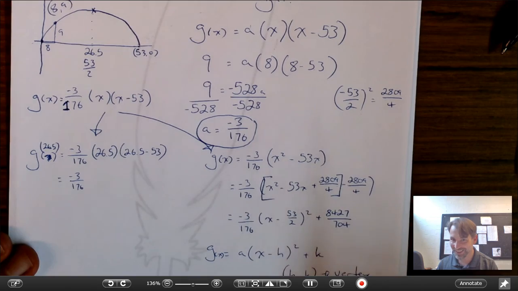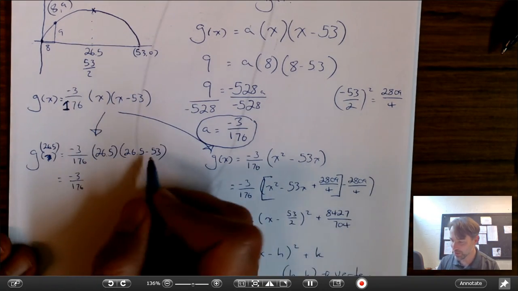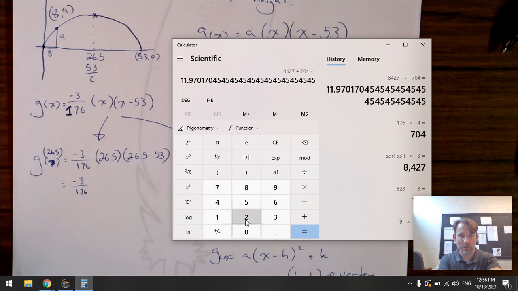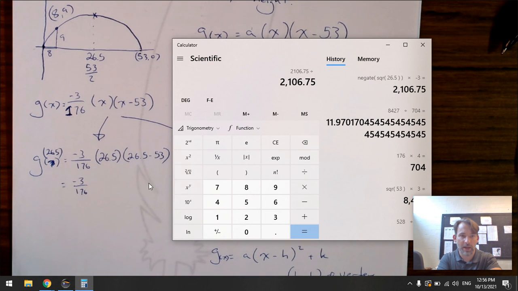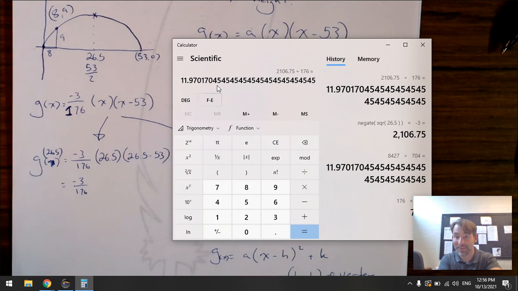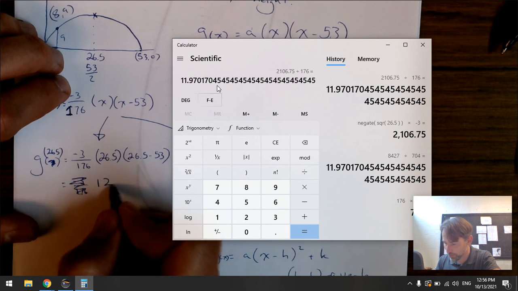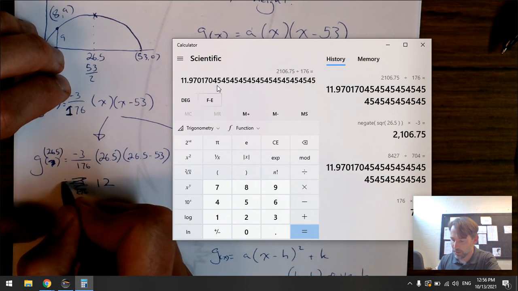We get the same number. Okay, so 26.5 times 26.5. Let's just do that on the calculator. 26.5 squared. It's a negative number because I have this one is negative 26.5 minus 53. So it's going to be negative 26.5. So I have that number. Where's my plus minus button? There it is. Negative that. And then I'm going to multiply that by negative 3 on the top, equals, and divide that by the bottom, 176, equals. There. Same thing, 12. Okay. It's 12. It's approximated by the 12. That's how you do these types of questions.